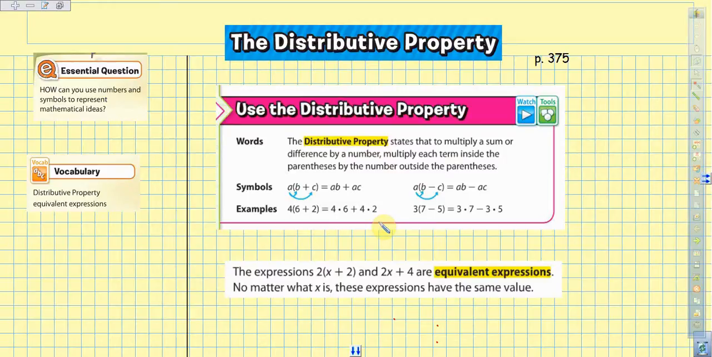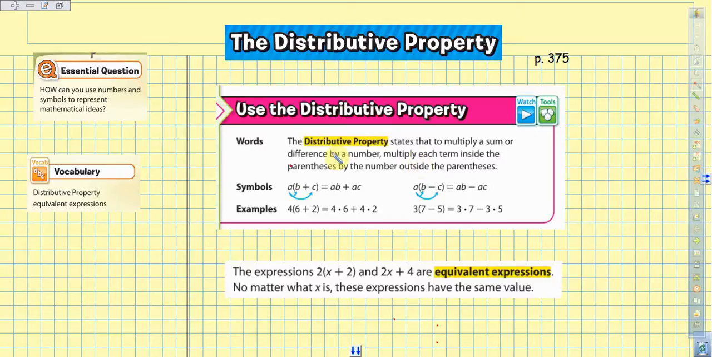Okay, this lesson's on the distributive property. We can find this lesson on page 375. Our essential question for this lesson is: how can you use numbers and symbols to represent mathematical ideas? So we're thinking of numbers and symbols. Symbols, probably we're thinking of variables here. So here we go. Vocabulary: distributive property and equivalent expressions.